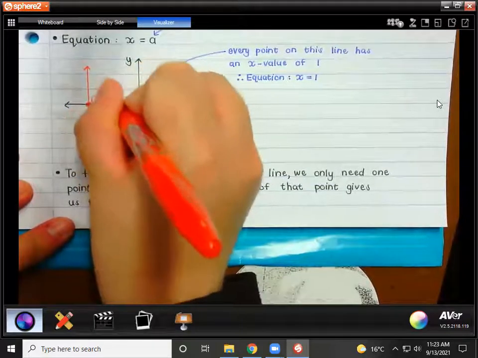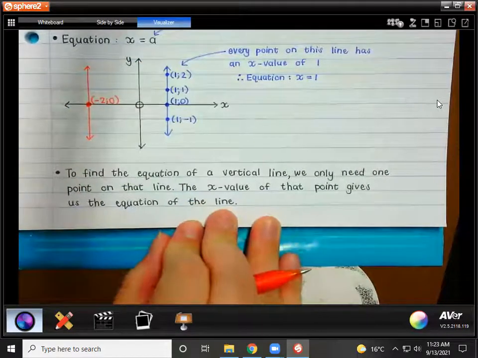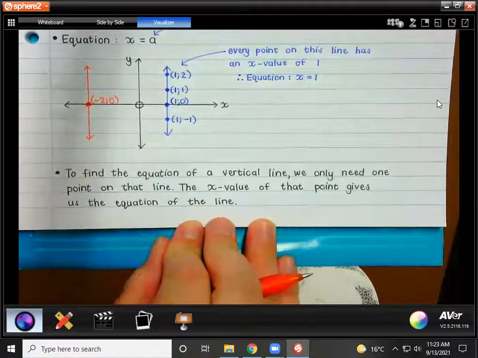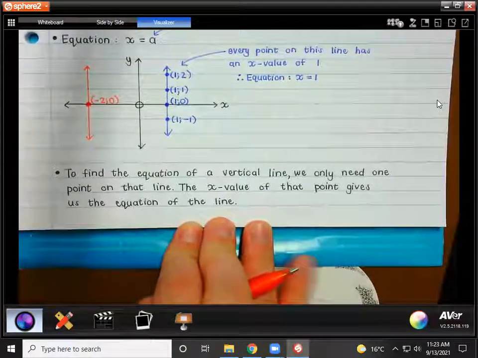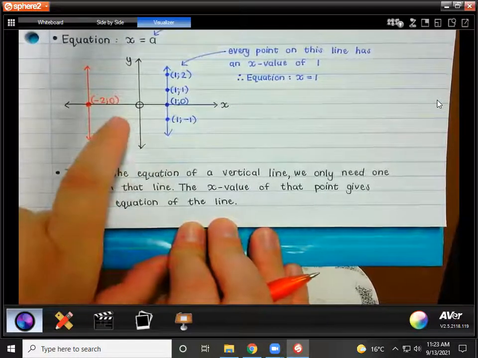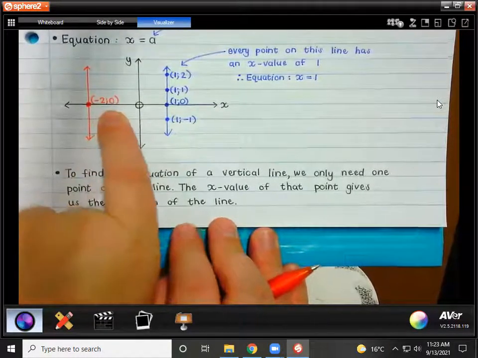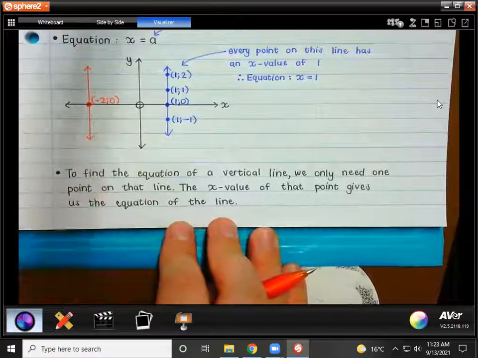-2 and 0. They can give you any point on that line. Okay, they could give you a point above the axis. They could give you a point below the axis. Doesn't matter. The one that I've now chosen to give you guys is -2, 0.